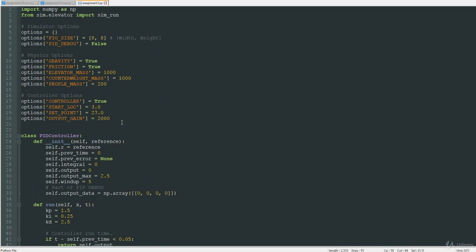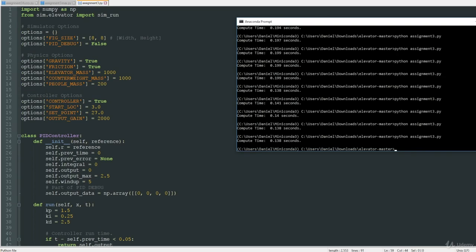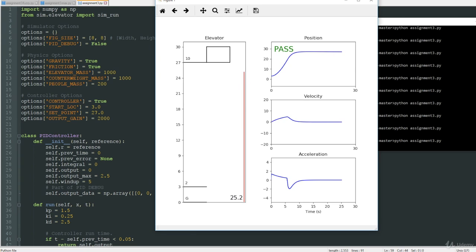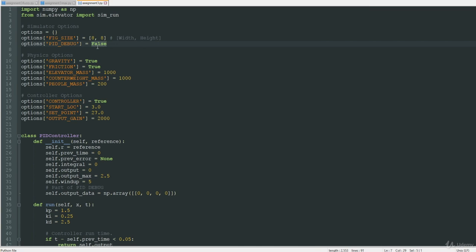Let's see how my solution performs with a people mass of 200. You'll notice that it's quite smooth, but it takes a little while to close those last few centimeters. If we turn on PID debug, we can see why this is.